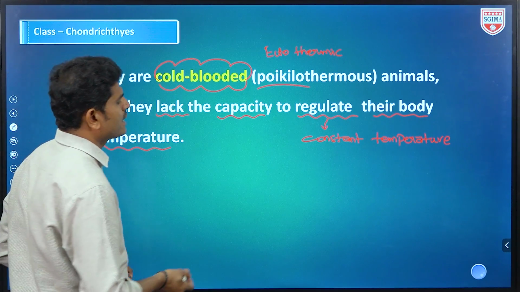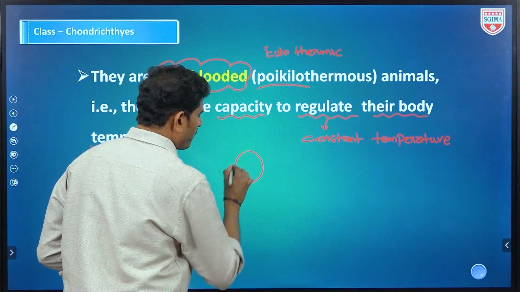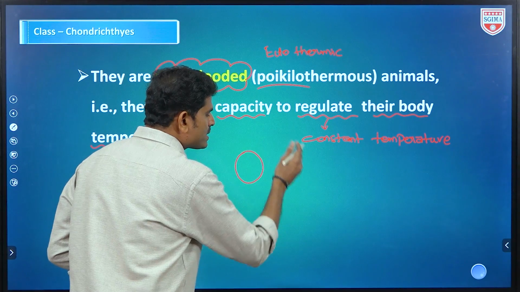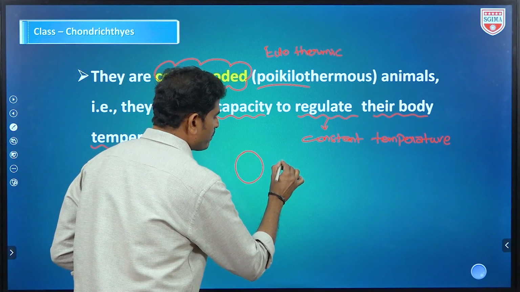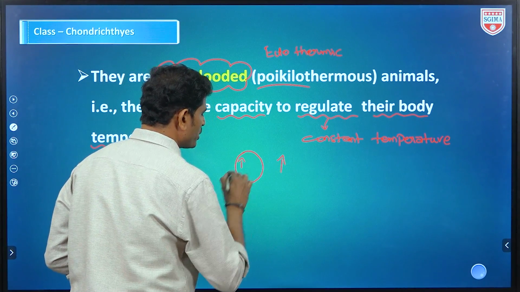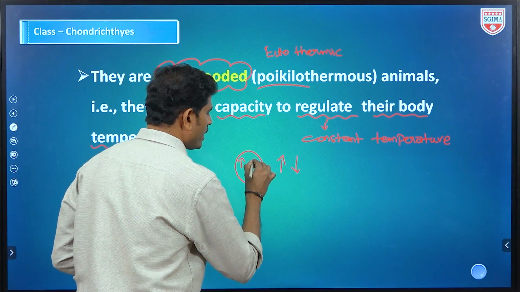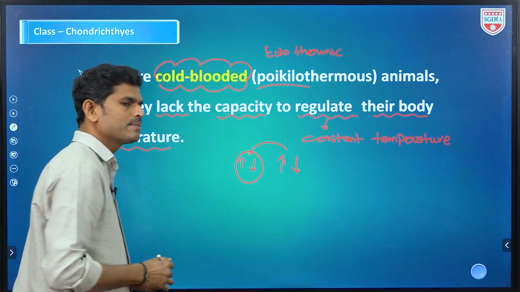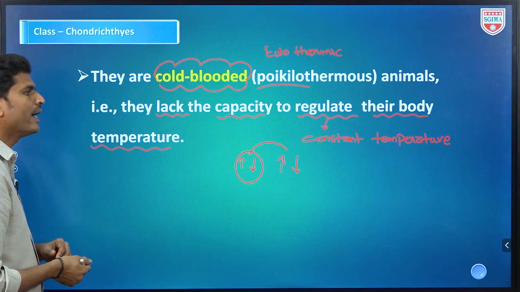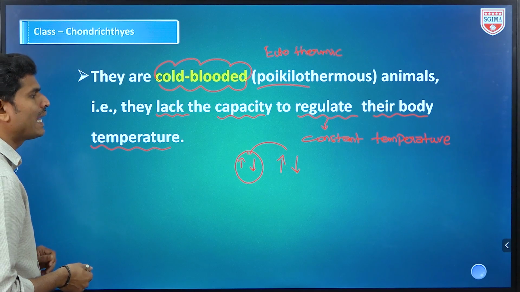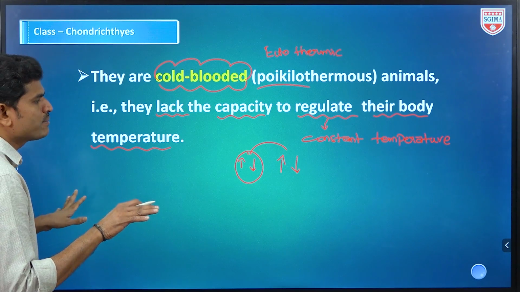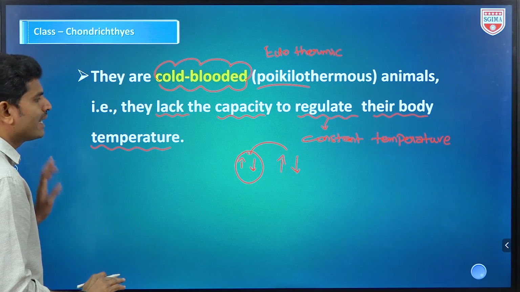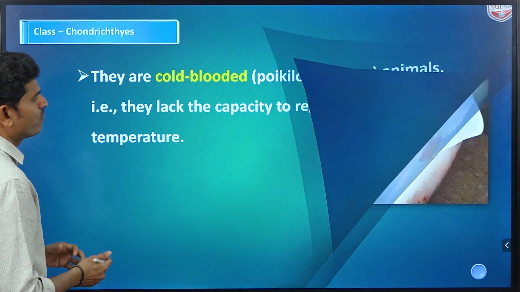Why ecto? The organism's body temperature is influenced by the outside environmental temperature. If the outside temperature increases, the body temperature also increases. If the outside temperature decreases, it also decreases. So the outside temperature only decides the organism's body temperature. That's why these are called ectothermic organisms. They lack the different varieties of mechanisms to regulate or neutralize body temperature. It is not constantly maintained. It always fluctuates.